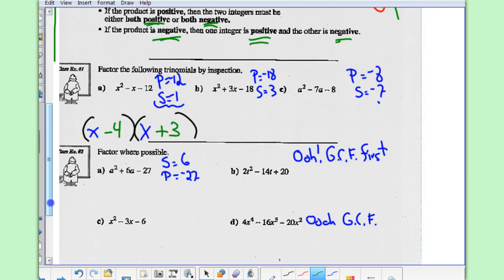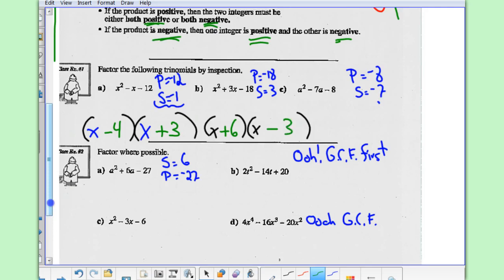And that is done. For question B, I can write out the factors. I know that it's this times this, and it's going to be an x and an x. And what would the numbers be that have that product and that sum? Well, minus 18 and 3, that's going to be a positive 6 and a minus 3.